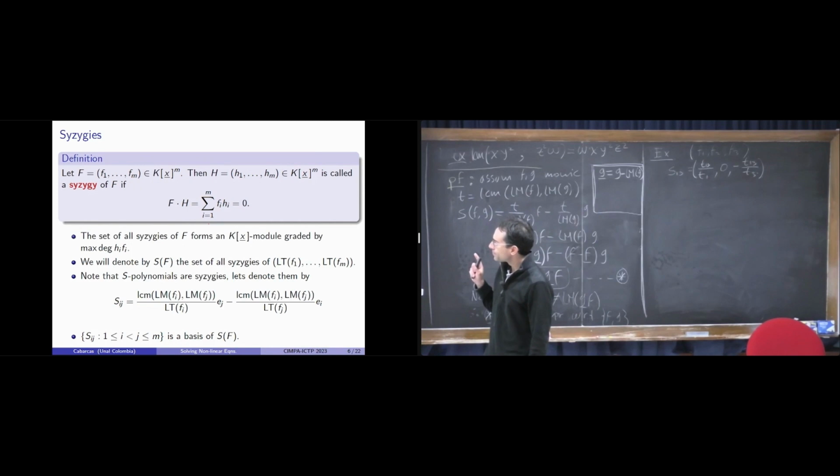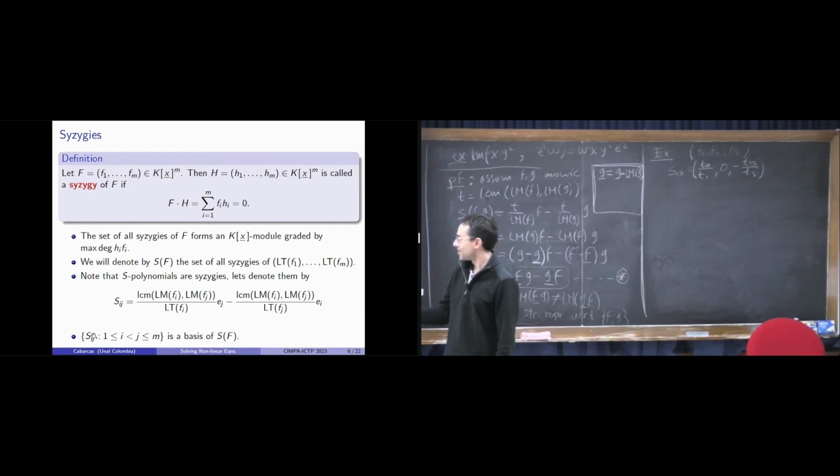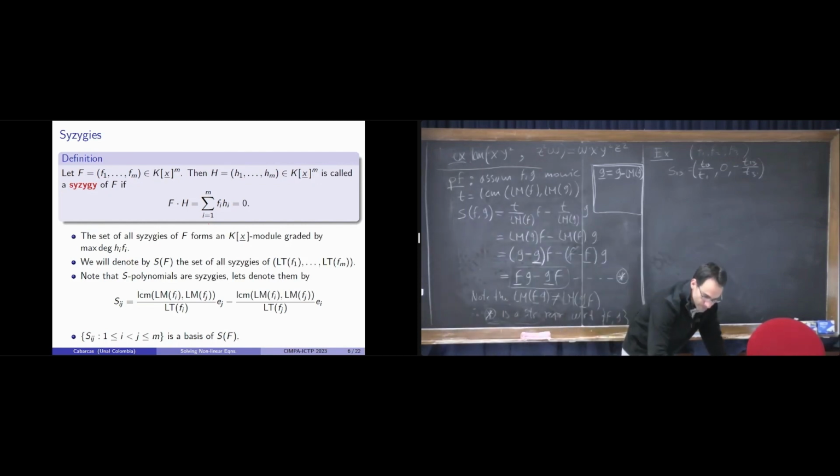And then the key here is that the S syzygies, the Sij's, are a basis for this module of syzygies of the leading terms of F. I should prove this.